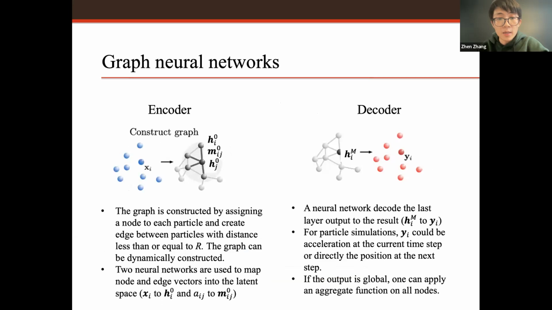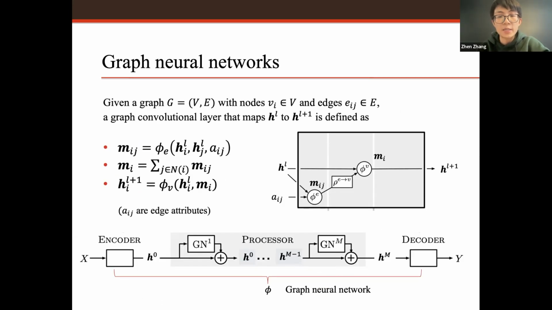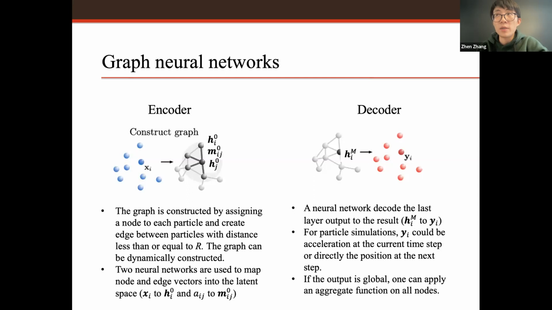So this is basically the architecture for the processor, or the intermediate layers, of this graph network. For the encoder and the decoder, what they do in the literature is construct the graph by assigning a node to each particle and then creating an edge between particles with distance less than or equal to a constant r. And the graph can be dynamically constructed, because you want to make the prediction of this particle system, so every time you get different velocity and positional information, you have to update this graph based on the distance between these particles in every time snapshot.